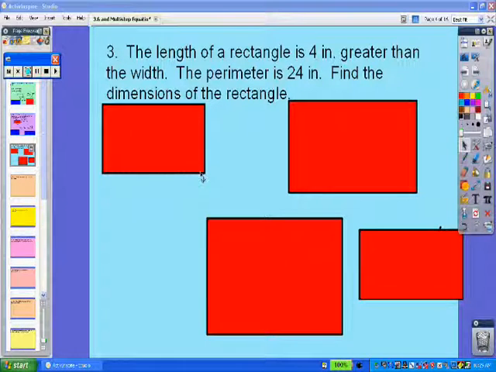Okay, try another perimeter problem. The length of a rectangle is 4 inches greater than the width. The perimeter is 24. Find the dimensions. Go ahead, pause, and you'll see the answer soon.